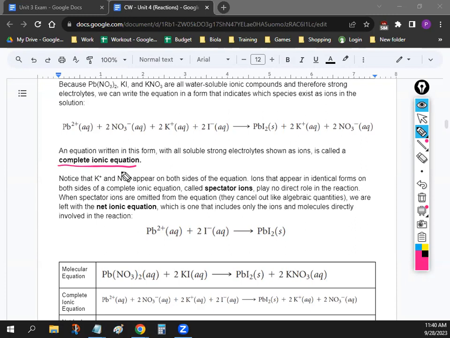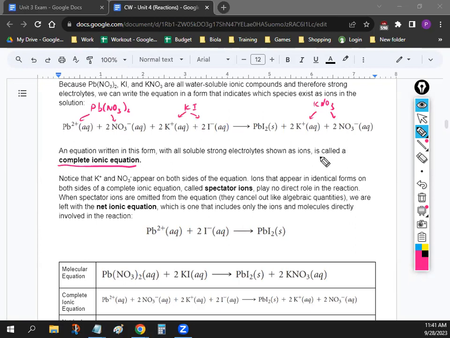In a complete ionic equation, you separate all of the ions. If you take a look at what we had earlier, we had Pb(NO3)2, and then we just split it up into the ions. We had KI, we split it up into its ions, and so on and so forth. So in a complete ionic equation, you just need to split up all the ionic compounds into their constituent ions. That makes sense? Hopefully.